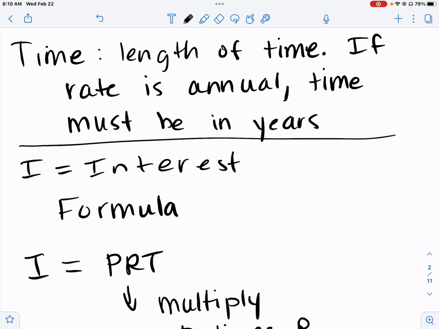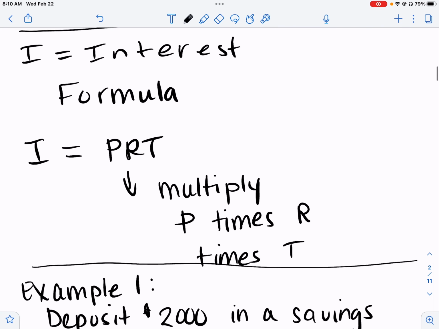Time is the length of time. If rate is annual, time must be in years. I is the interest, and the formula is I equals PRT. What that means is to multiply P times R times T.